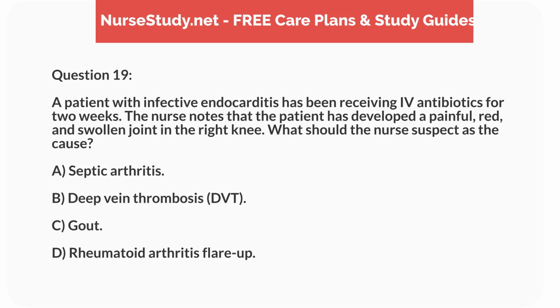Question 19. A patient with infective endocarditis has been receiving IV antibiotics for 2 weeks. The nurse notes that the patient has developed a painful, red, and swollen joint in the right knee. What should the nurse suspect as the cause? A. Septic arthritis. B. Deep vein thrombosis, DVT. C. Gout. D. Rheumatoid arthritis flare-up.